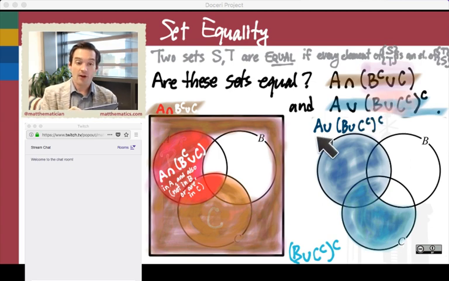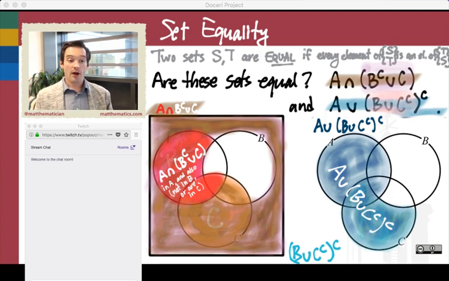Yikes. This is all the elements of my universe that either belong to A or they don't belong to the set which consists of the elements of B together with the elements not in C. Yikes. Rather than write that down, I'm just going to write down my finished answer here in notation. A union B union C complement, complement.